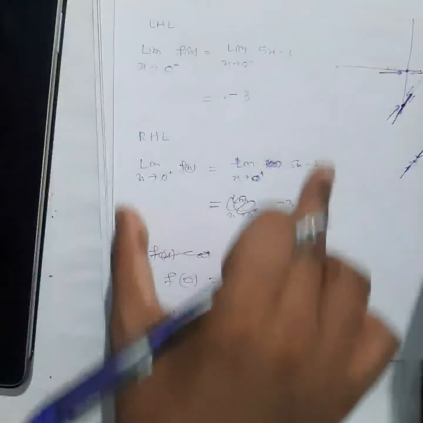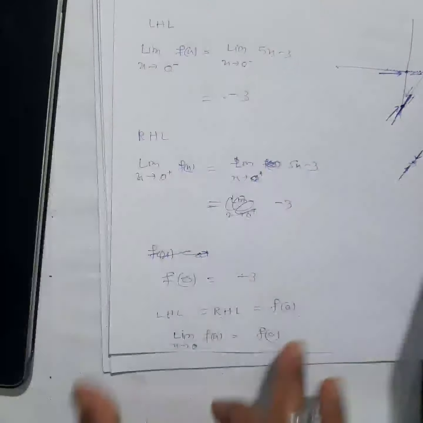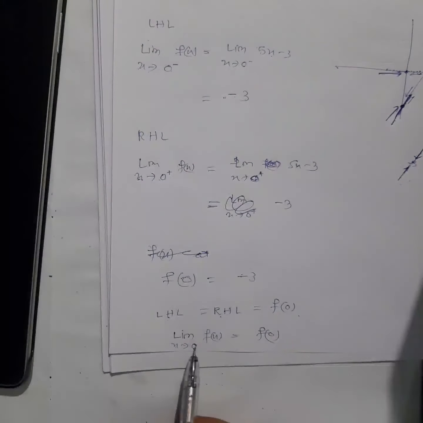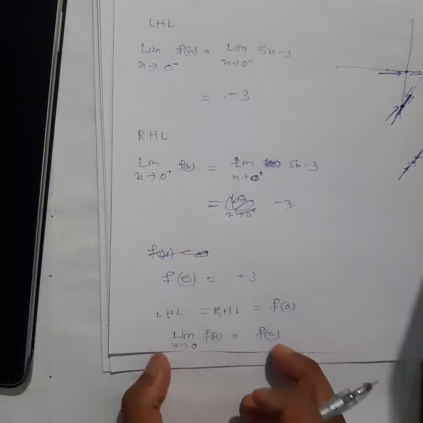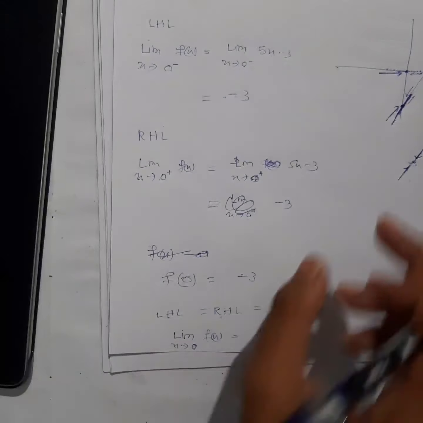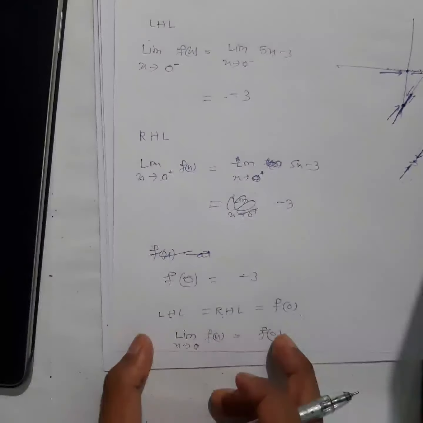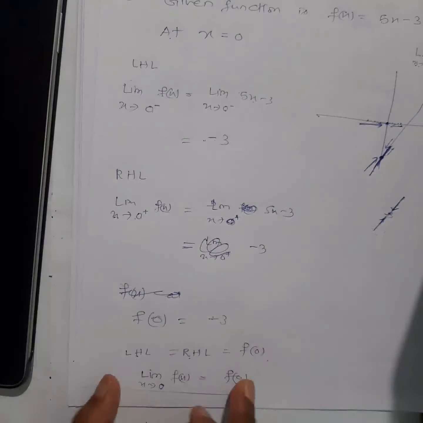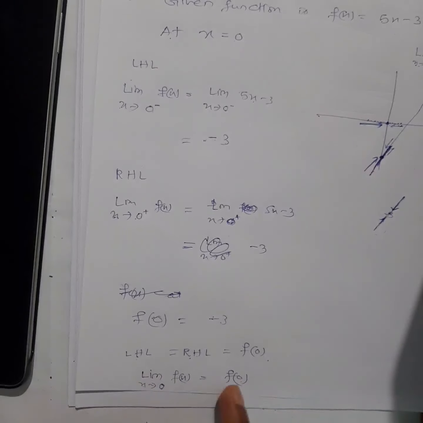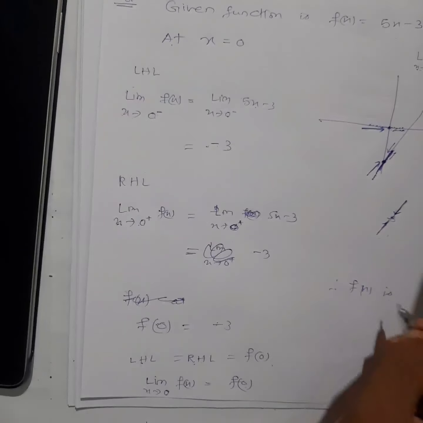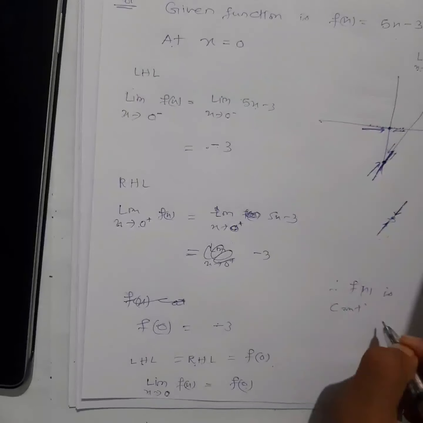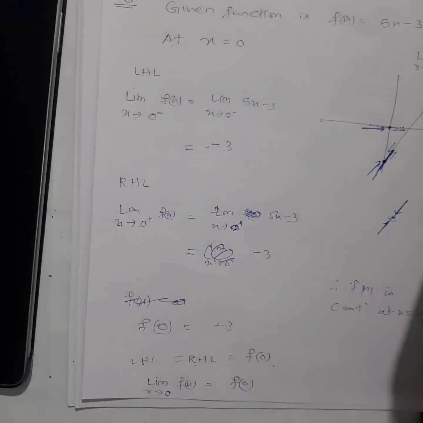Properly I have given the first one so that you can understand. You don't have to write exactly like this in the exam. This will be lengthy. So limit x tends to 0, f(x) equals f(0). This is the definition of a continuous function. If you understand well, you don't have to memorize that definition. Is this clear? Since this is equal to this one, therefore f(x) is continuous at x equal to 0.